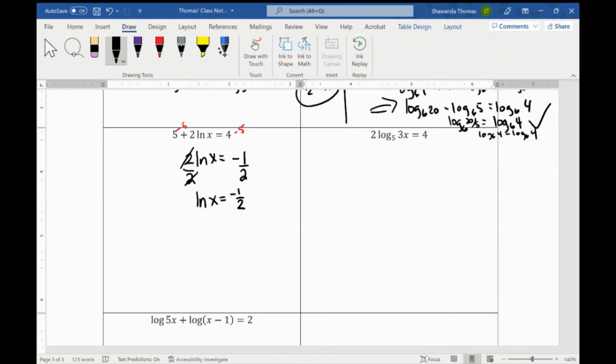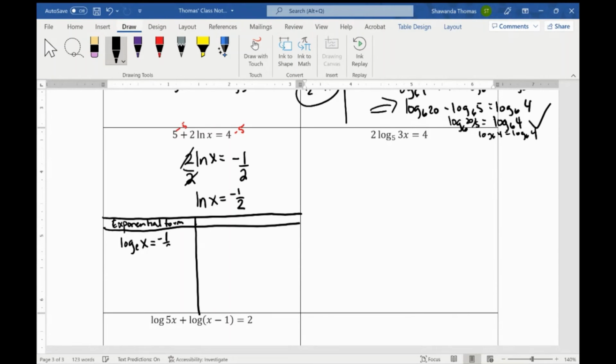Now, what is natural log of x? Natural log of x is the same as log base e, right? So what we could do, two different ways we could do it, right? Get exponential form. We want to change it to exponential form. Again, you know that natural log of x is log base e of x, right? What you could do is just take e to that power equals that. So e to the -1/2 equals x.